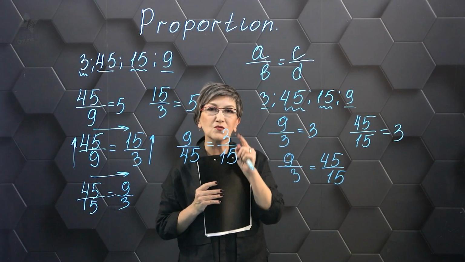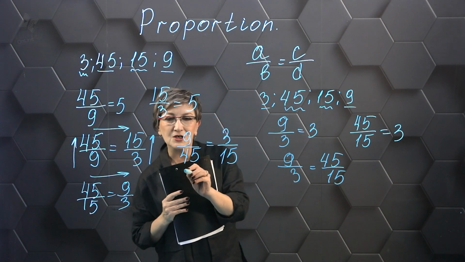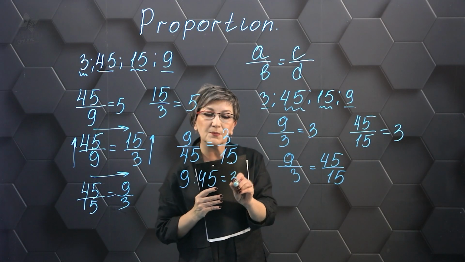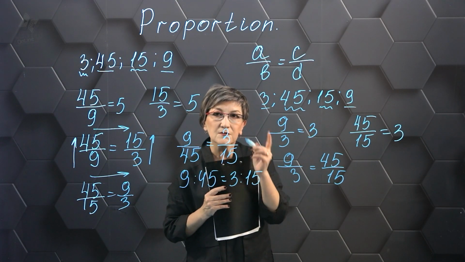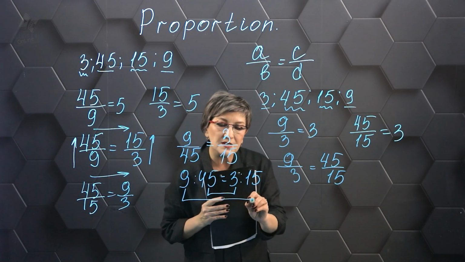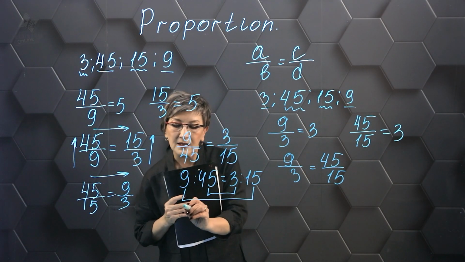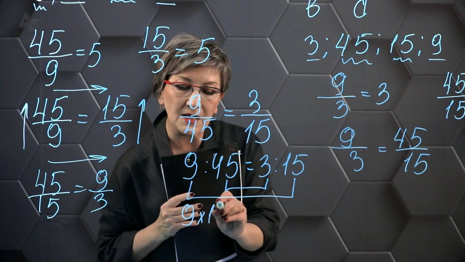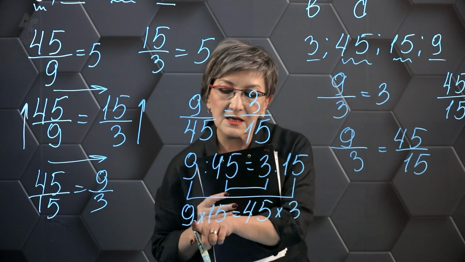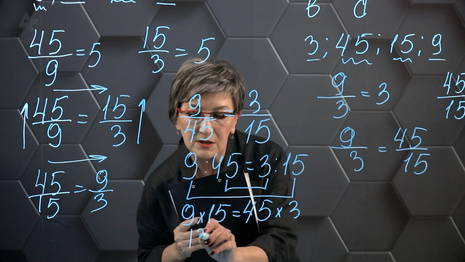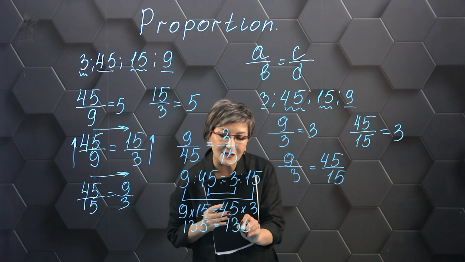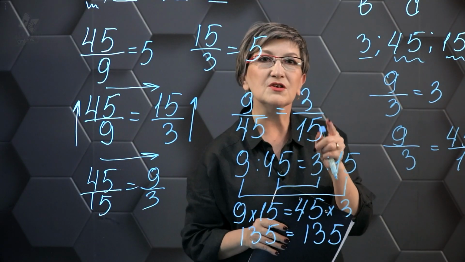Let's use the properties. Our ratio is 9 divided by 45, and let's see if it will be a proportion with 3 divided by 15. Let's remember that the product of means equals the product of extremes. Then 9 times 15 must equal 45 times 3. 9 times 15 is 135. And 45 times 3 is also 135. We can make another proportion.